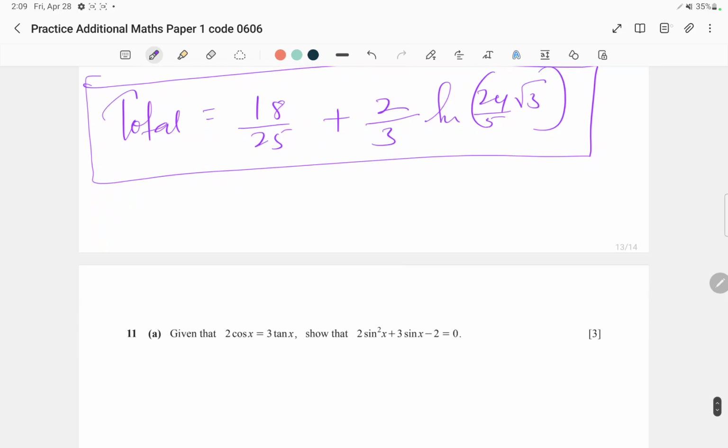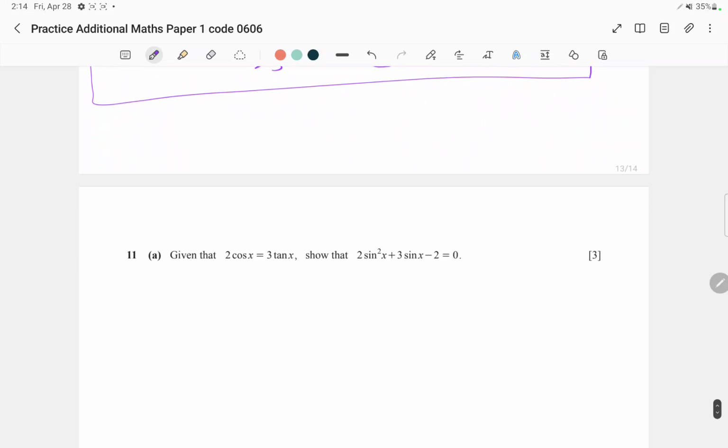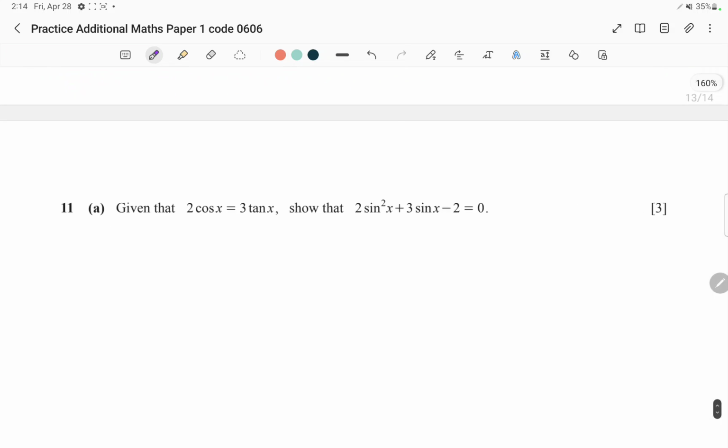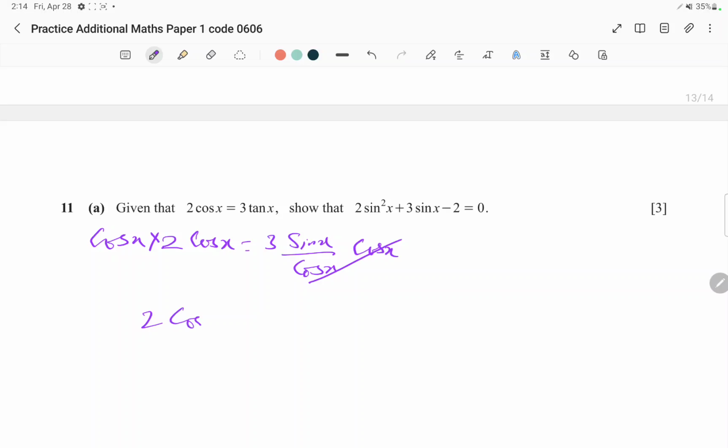Okay, now come to next question, which is 11. This question says, given that 2 cos x is 3 tan x, show that 2 sin square x plus 3 sin x minus 2 equals 0, which is 2 cos x, and the 3 tan can be written as sin x over cos x, right? Now again, multiply cos over here, and over here you can cancel that. So now this is 2 cos square x equals 3 sin x, and then cos square can be written as 1 minus sin square x, which is 3 times sin x.